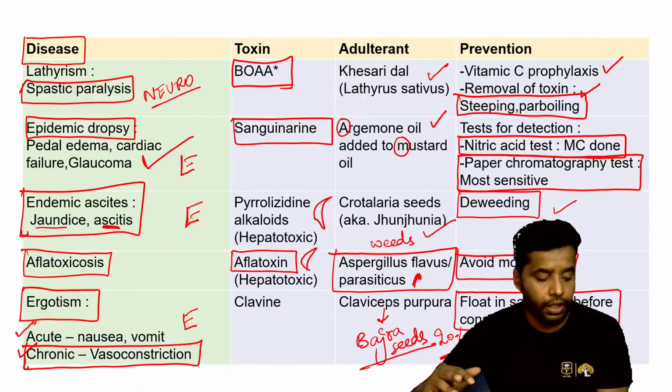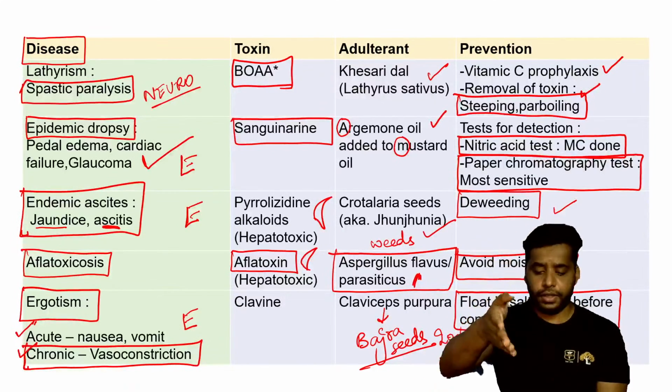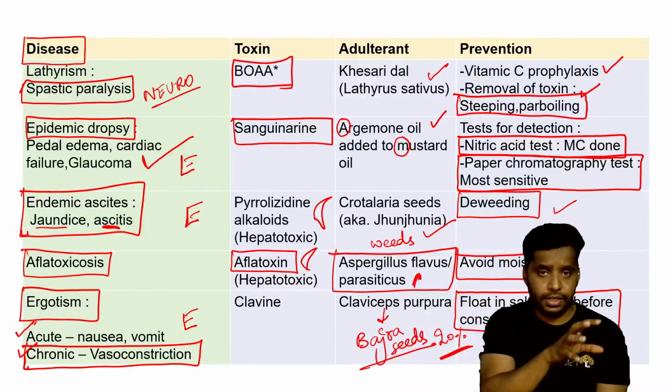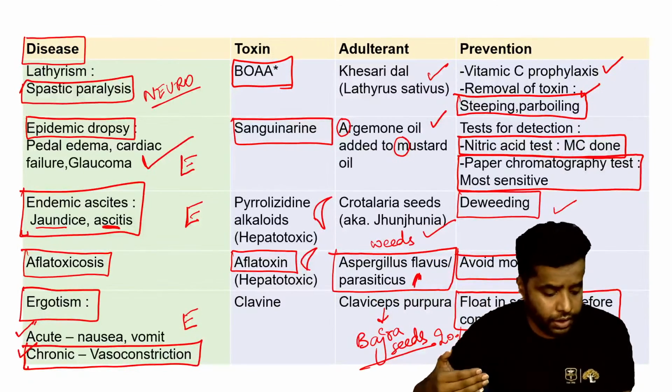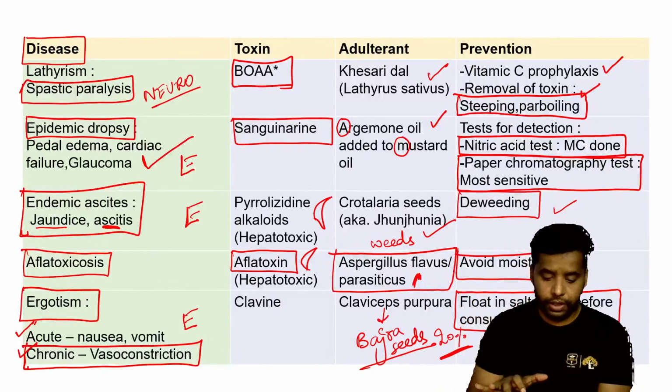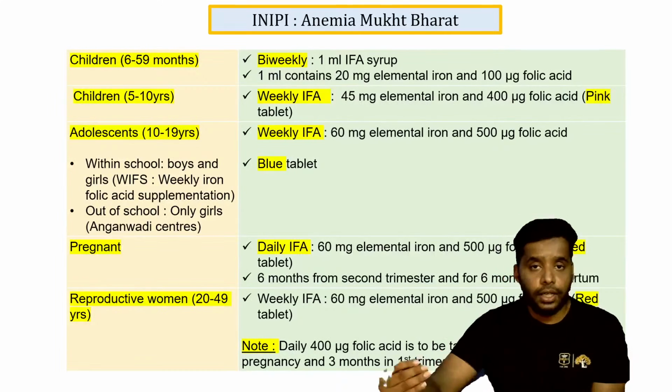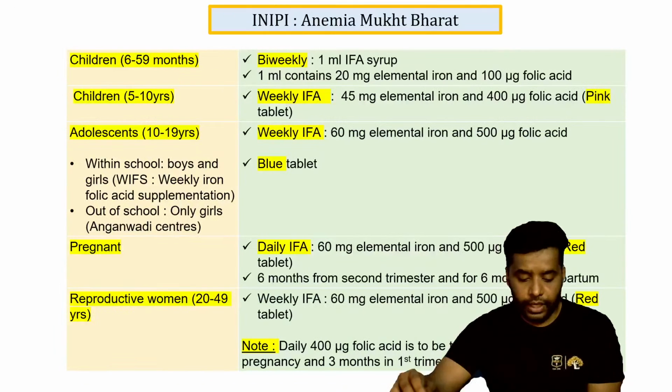I'm giving a table clearly written: disease, toxin, adulteration, prevention. This is how you have to make the topic concise, and it becomes easy for you for revision also. Chronic ergotism can present with vasoconstriction, tingling, numbness, sensation in the feet.